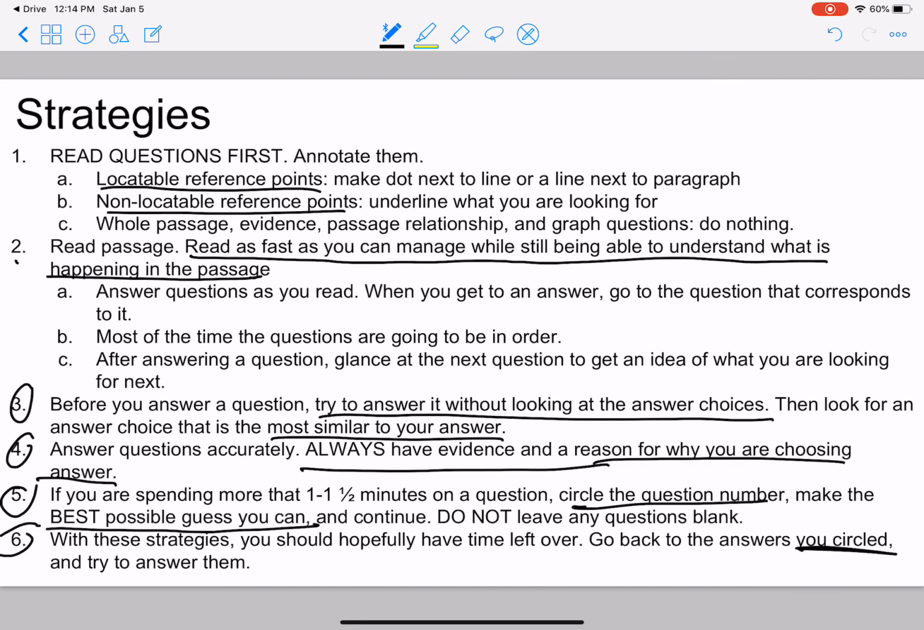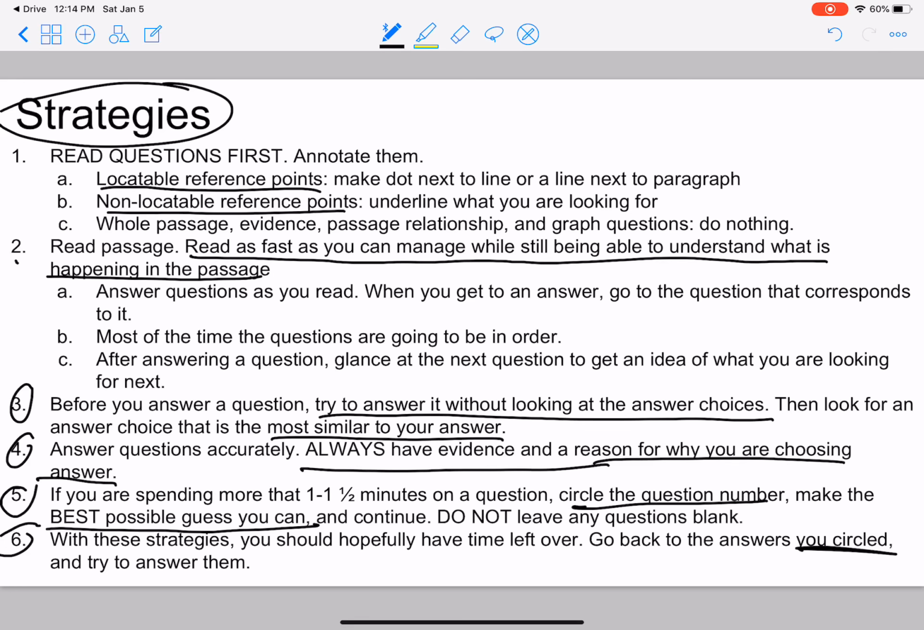Okay? So I am going to make a video in which I'm going to show you these strategies on an actual passage so you can really see what I mean. It might be hard to understand them just logically like this, but I'm going to make a video where I'm going to show you how to actually do these. Okay, but this is just an introduction.